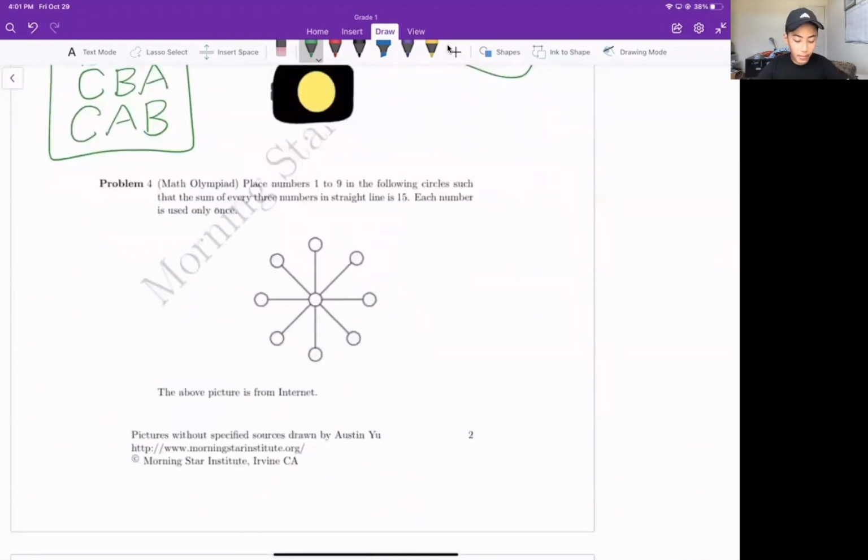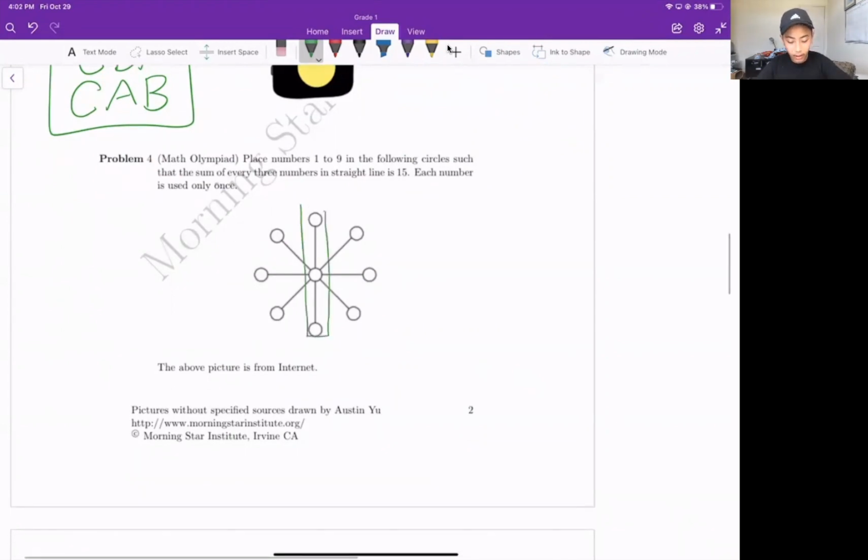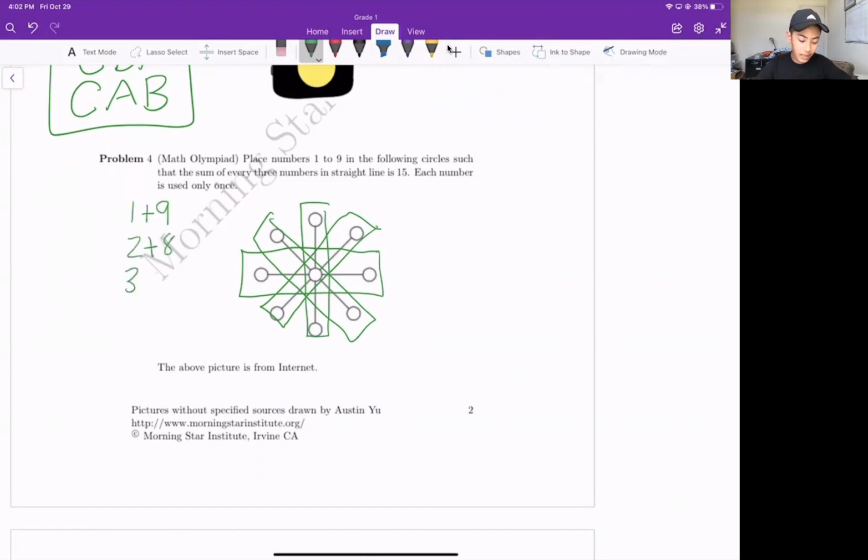And finally, for problem 4, the question states that place numbers 1 to 9 in the following circles such that the sum of every 3 numbers in a straight line is 15, and each number can only be used once. So as you can see here, there are 4 pairs, and these 4 pairs have to have the same sum. So from here we can figure out that each sum is of course 10. For example, 1 plus 9, 2 plus 8, 3 plus 7, and 4 plus 6. And the number that we haven't used yet is 5, so 5 goes in the middle. And that's how you solve problem 4.